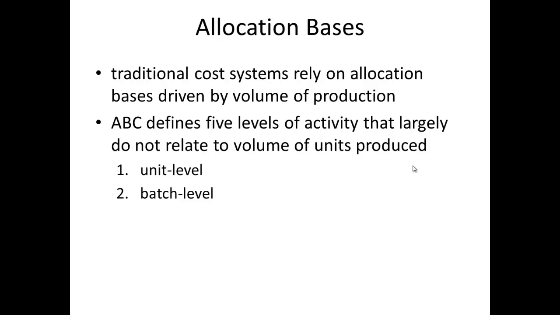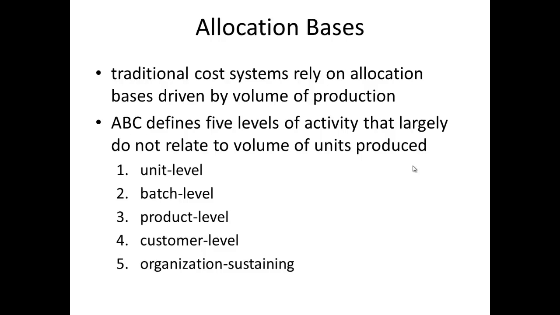The batch level, these costs occur every time we set up a batch to be run. Doesn't matter how many units we're running, we always have to do the same setup at a batch level activity. For a product level, it doesn't really matter how many units or how many batches. These are costs that are associated with a product, regardless of how many runs we do or how many units we produce. It also would be beneficial maybe to have costs at the customer level, so you know what each customer is costing you. And then we have all these other costs, which we're going to refer to as organization sustaining costs. We're going into more detail about each one of these next.